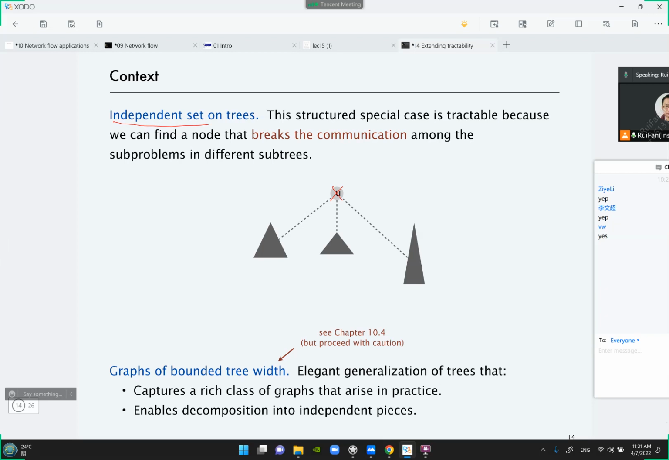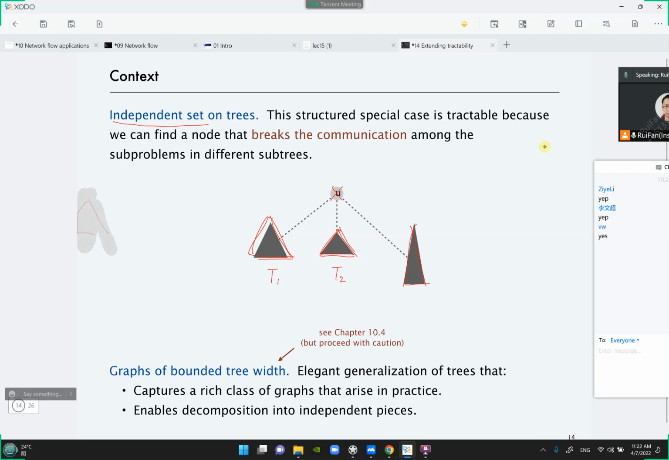Then if you take out this node U, all of these subtrees become disconnected from each other. And once they're disconnected, you can solve the problem on these subtrees independently of each other. For example, if we're trying to find independent sets, once you break these subtrees apart by removing U, you can find an independent set on the first subtree, let's call this T1, and then you can look for another independent set on T2. And there's no interference between anything that you do in T1 versus anything that you do in T2, because there are no edges between T1 and T2.